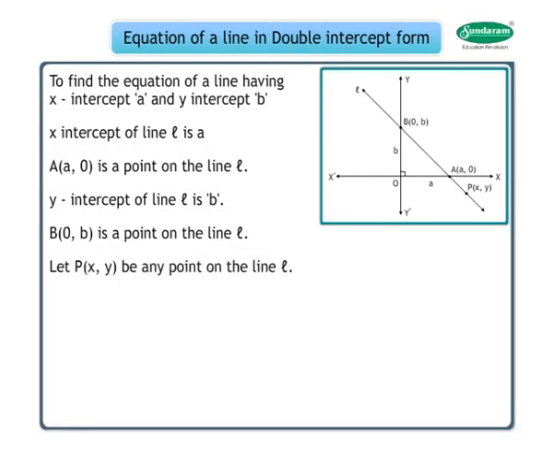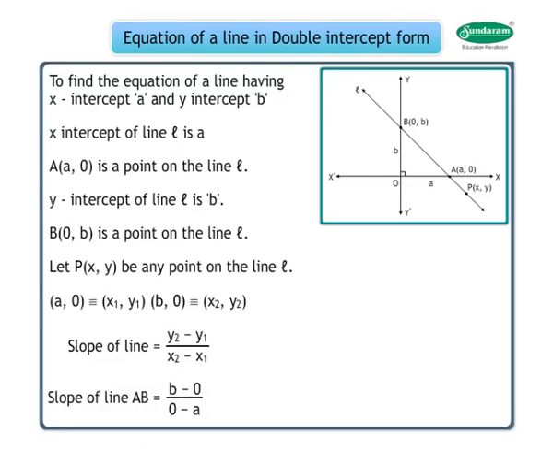Let P, x, y be any point on the line L. A, 0 corresponds to x1, y1. B, 0 corresponds to x2, y2. Slope of line is equal to (y2 minus y1) upon (x2 minus x1). Slope of line AB is equal to (b minus 0) upon (0 minus a), which is b upon minus a, equal to minus b upon a.